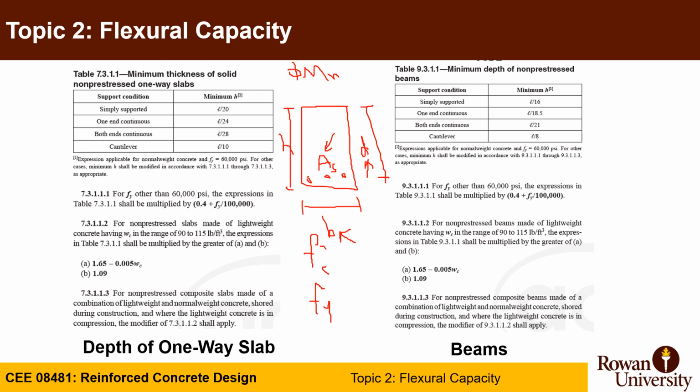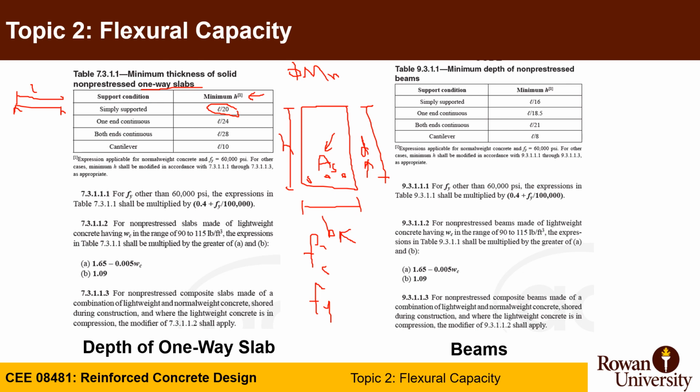can be defined, as a starting point, from Table 7.3.1.1 for one-way slabs. If you have a slab that is supported over beams, but it is simply supported, you will take the span of the slab L and divide it by 20, and this will be your minimum overall depth of the slab h.